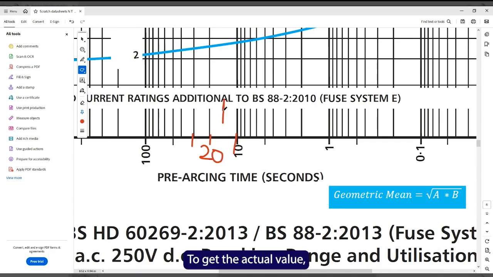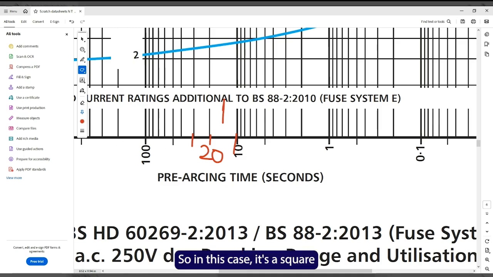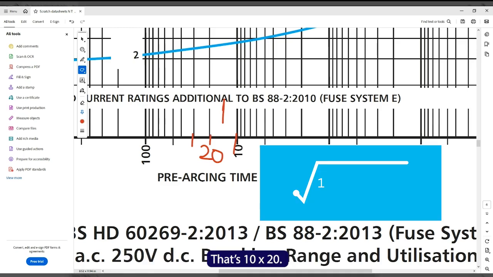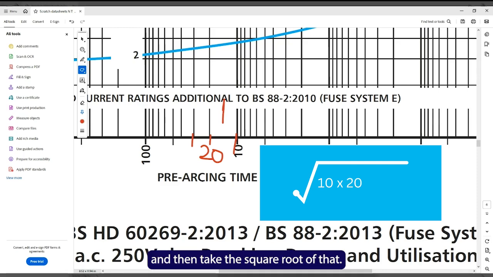To get the actual value, you need to calculate the geometric mean. This is just a simple formula. The value is the square root of the two values multiplied together. So in this case, it's a square root of 10 times 20. The two values you're trying to calculate between, that's 10 times 20, and then take the square root of that.